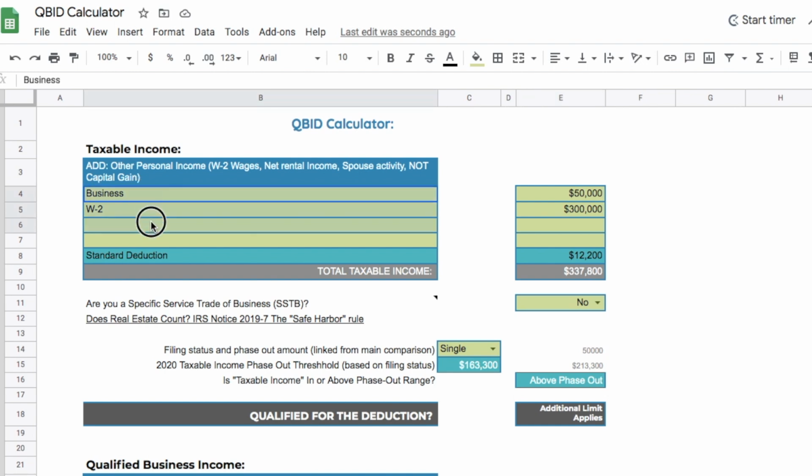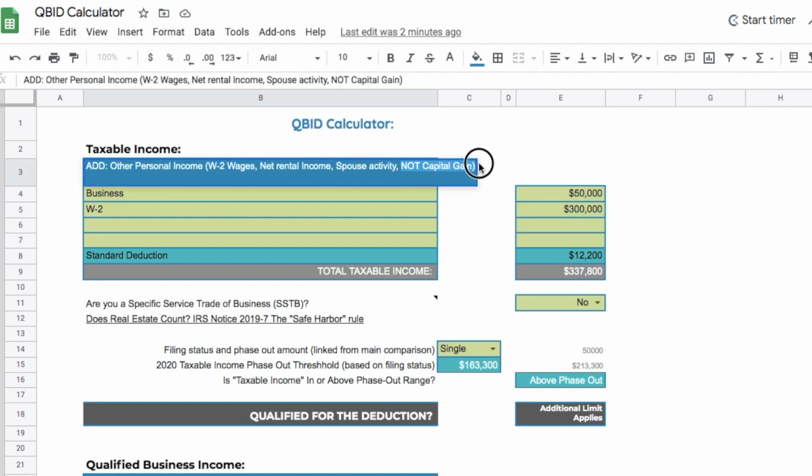So the first thing we need to do is put in all of your taxable income, W-2 wages, interest income, net real estate income, net business income. So we include the amounts that are going to qualify for the QBID here, but also everything that you would have on your tax return, as well as your spouse's activity. The one thing we don't include are capital gains. Capital gains are when we sell things that we own for investment purposes, such as stocks or real estate.